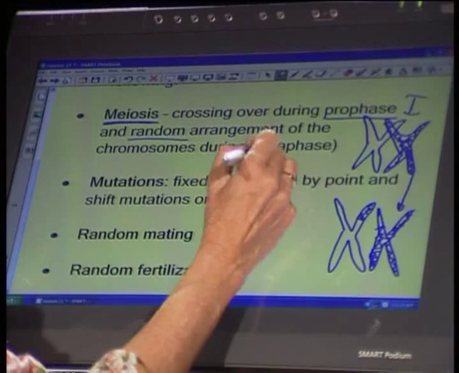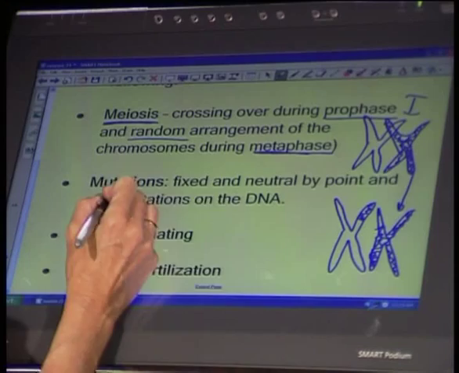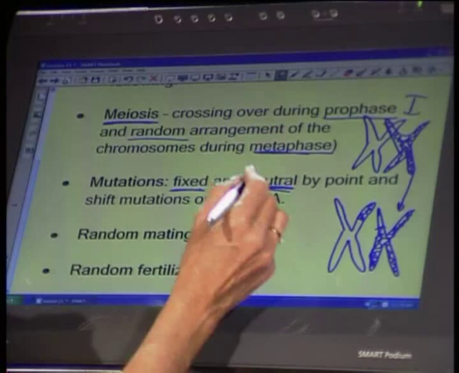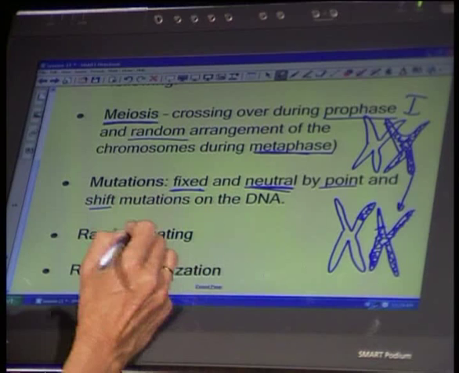Now, mutations, if they are fixed, remember, a mutation that's fixed becomes fixed in that body, so it will then result in a characteristic, okay? If it is neutral, it is there, but when conditions change, it will either become a fixed mutation or a lethal mutation and kill the organism. Okay? And those fixed and neutral mutations are because of point and shift mutations on the DNA.